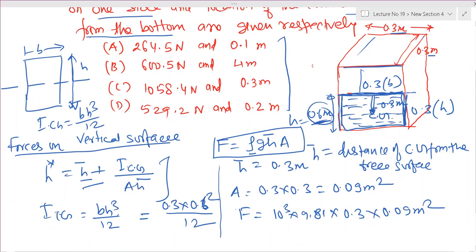So we will take half of that, half of this h. So 0.3 meter will be h bar, since we are measuring from the free surface. The total is 0.6, so we have to take a half. The area is 0.3 into the cross sectional area, 0.3 into 0.3, that is 0.09 meter square. So you can find the force on a vertical surface, one side.